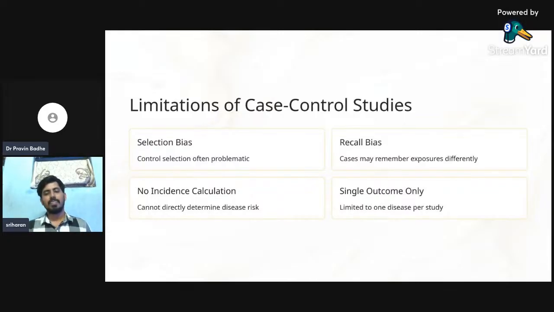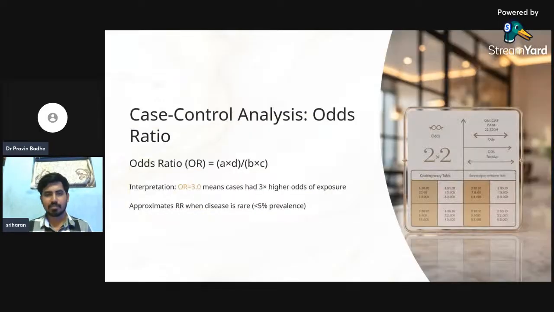Single outcome only. There is no multiple outcome like in cohort studies. If you study smoking, it will give only lung cancer, not heart disease or kidney disease. It gives only a single outcome.